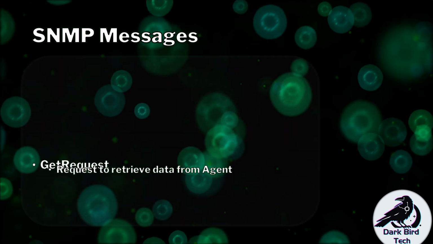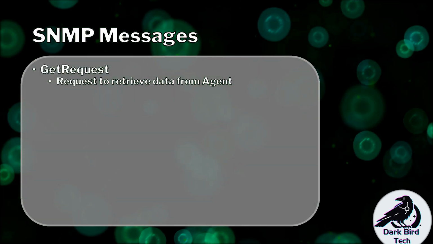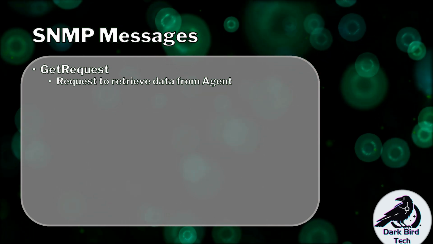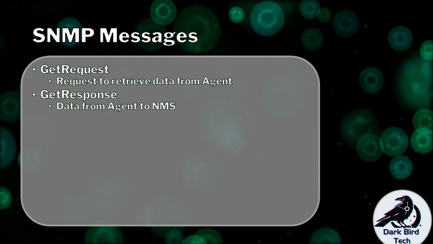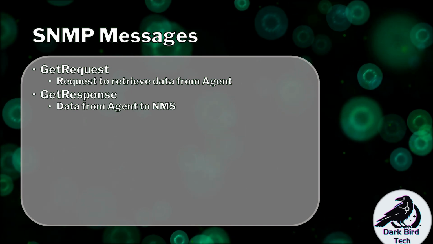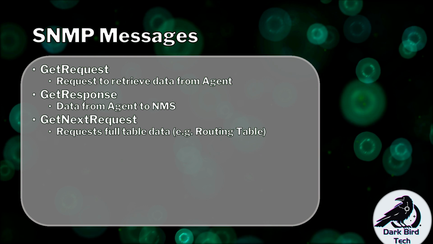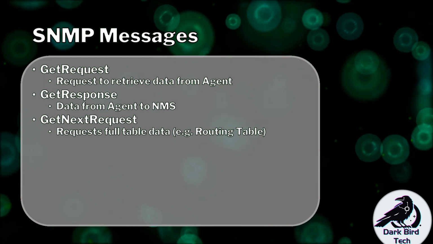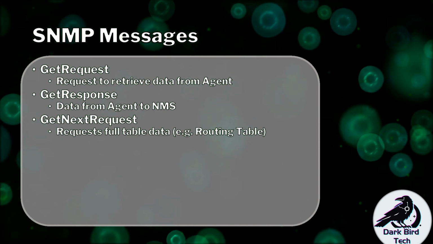So let's talk about those messages that we are running through SNMP. So first, the questions we ask are referred to as GET requests. These are requests to retrieve data from the agent running on the appliance. And the agent responds to the NMS with something called a GET response, the data from the agent to the NMS. We also have this thing called a GET next request, which allows the NMS to query dynamic information like a full table of data, like a routing table or a MAC address table or something like that.